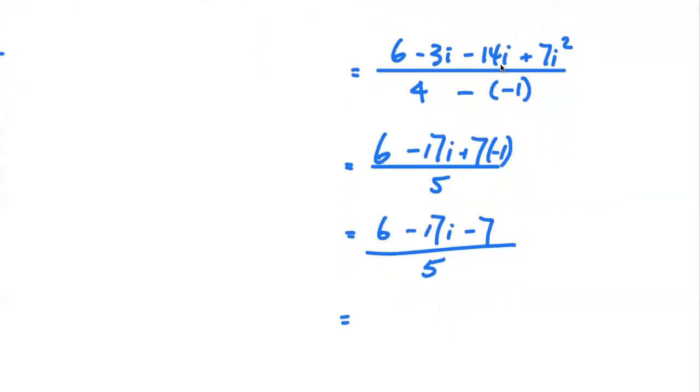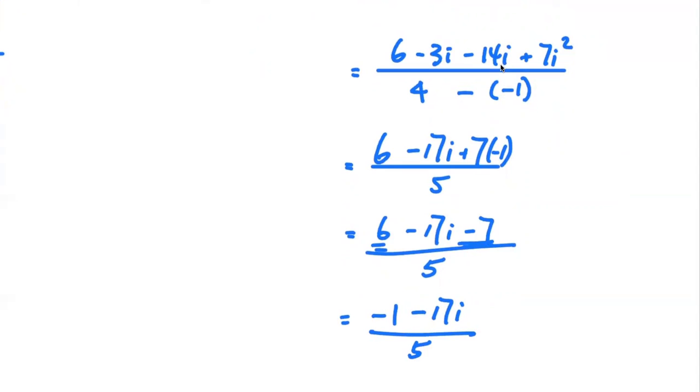Because of this, we're like, 6 minus 7. What's 6 minus 7? Negative 1. So negative 1 minus 17i over 5. Okay? Negative 1 minus 17i over 5.